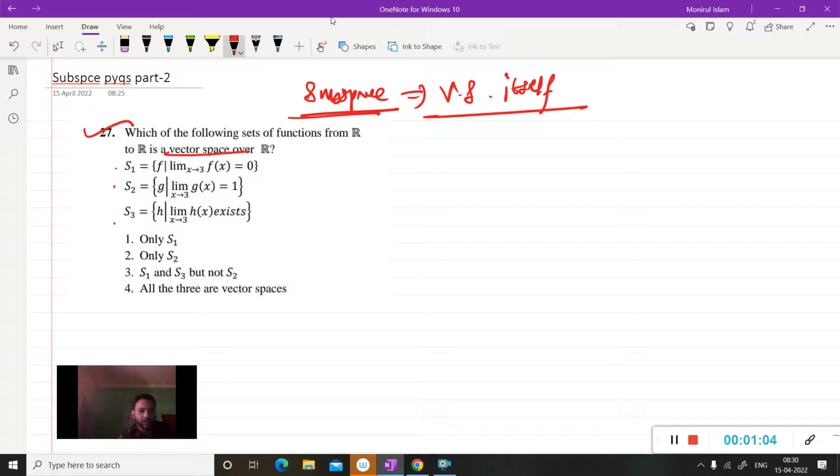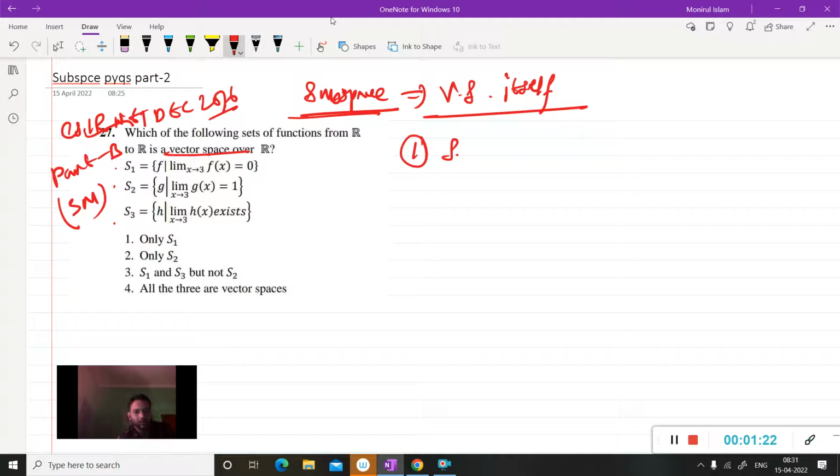This is a question from CSIR NET, December 2016. This is a question from part B, question 3-1. So first of all we are starting from S2.